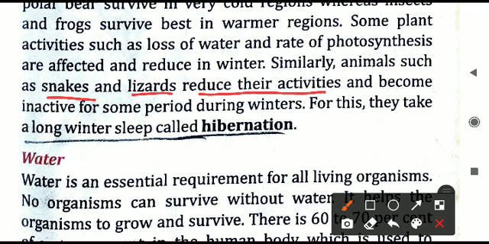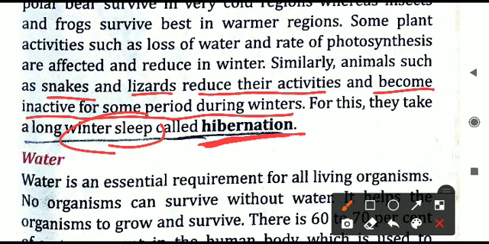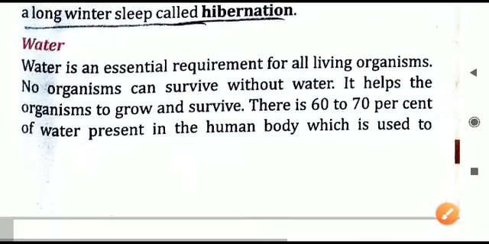So they will do minimum activity and almost become inactive for some period during the winter season, and this kind of winter sleep is called hibernation. So certain animals generally hibernate in the winter season. They don't do any kind of activity, or if they have to, they will do minimum activity only. This is called winter sleep, also called hibernation, and this is related to the changes in temperature. In the summer season they will come outside, in the winter season they will again go and hide somewhere. So that is what we have seen, the second factor called temperature.